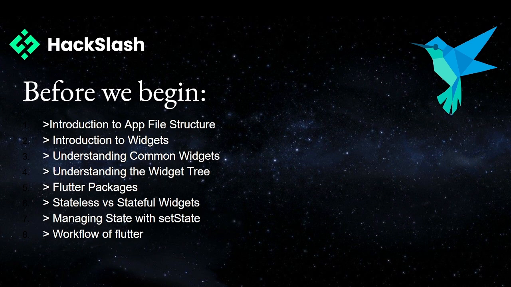The first is app file structure. As you have all created our first Flutter app, you have seen that some default files are created, and we will study the significance of these files and why they are important. The second topic is widgets. We will see what widgets are and how they are used in Flutter, and we will see some common widgets like row, column, container, list view, and many more.